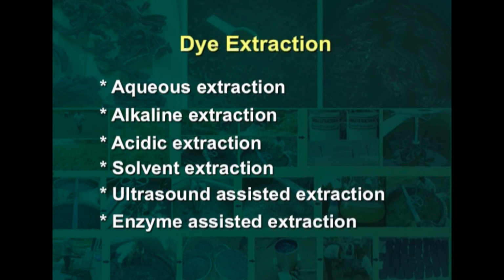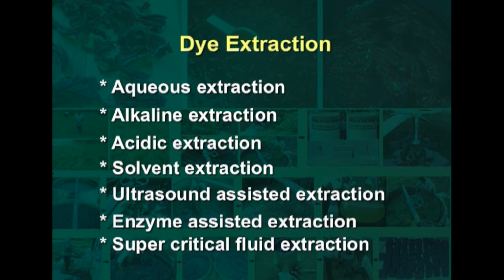The fibers or the textiles will be able to absorb more of the content of the dye, and then it gives bright colors. And another method is called enzyme assisted extraction. It is nothing but enzymes being added in order to improve the extraction of the dye, and it will be able to assist during the dyeing process.